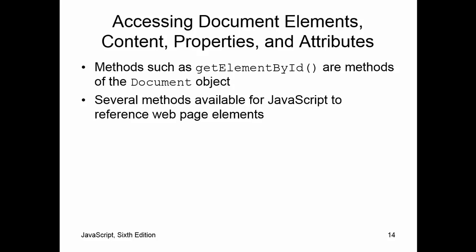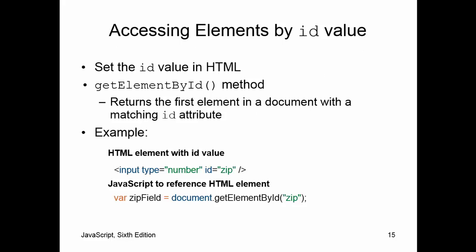So as it says, things like getElementById are methods of the document object. Several methods are available for JavaScript to reference web page elements. Again, getElementById. If we create an input element, for instance, this is a zip code element. We could have said type text, but we're saying type number, which means it'll only accept numbers. I don't think this will even accept a dash, but I could be wrong on that.